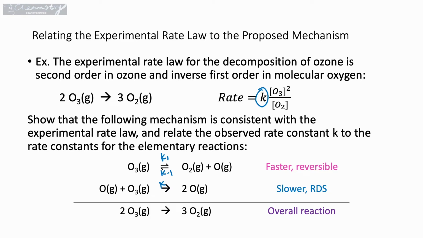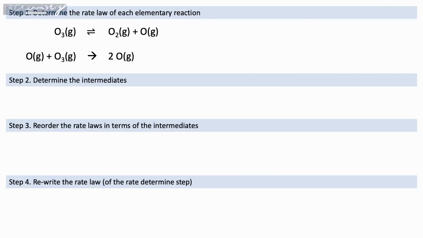So that's the start. First thing, in order to show that the mechanism proposed is okay, the thing that we can see is that the elementary steps, step 1 and step 2, can add up to become the overall reaction, which is obviously the case. And then the second thing we have to do is to determine the rate law of each elementary reaction. So this is K1, K-1, and K2. I am unable to type it in because of a technology limitation.